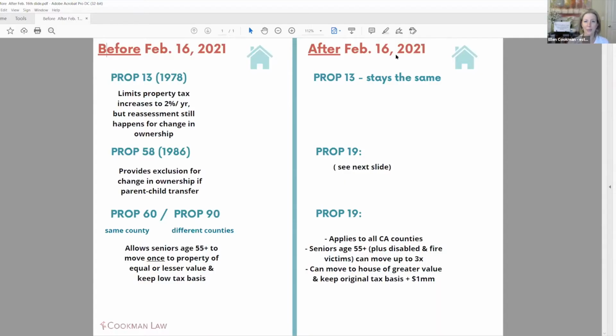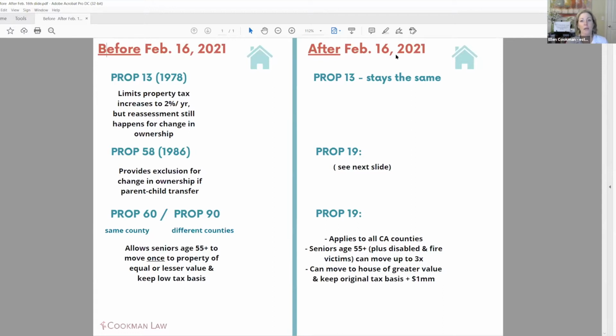So back before 1978, California functioned a lot like other states did, where every 1 to 5 years, the assessor's office would go out and reassess properties. And you would pay property tax based on that reassessment, okay, which is about 1%.